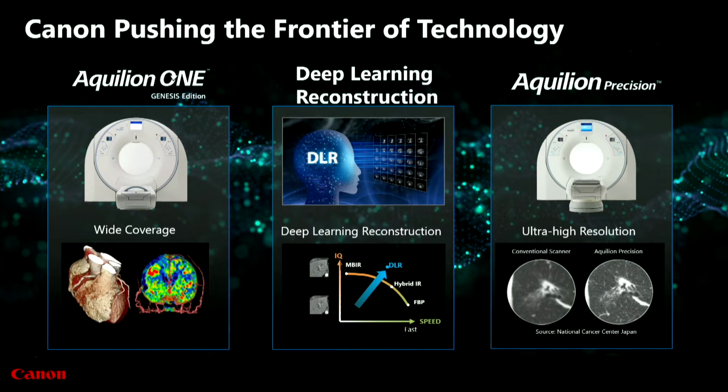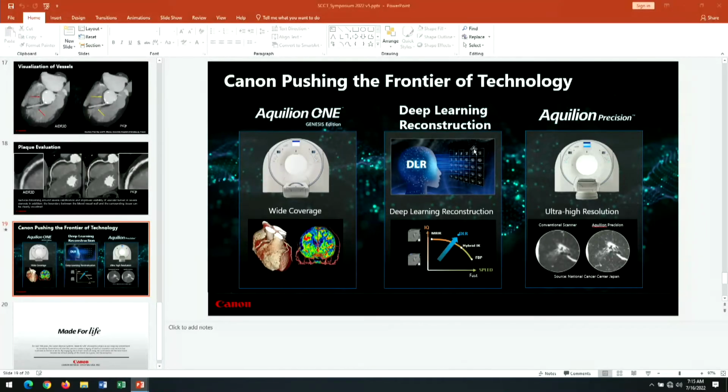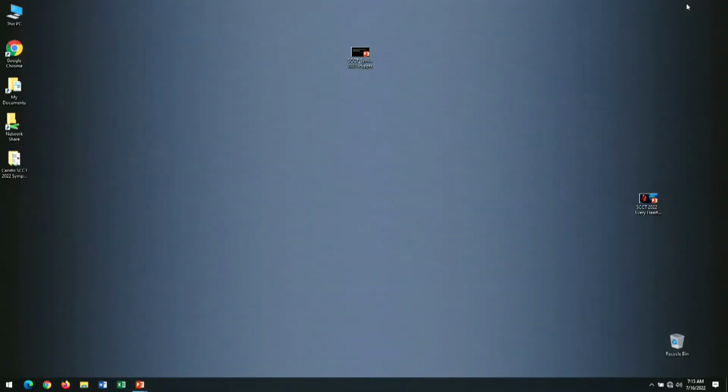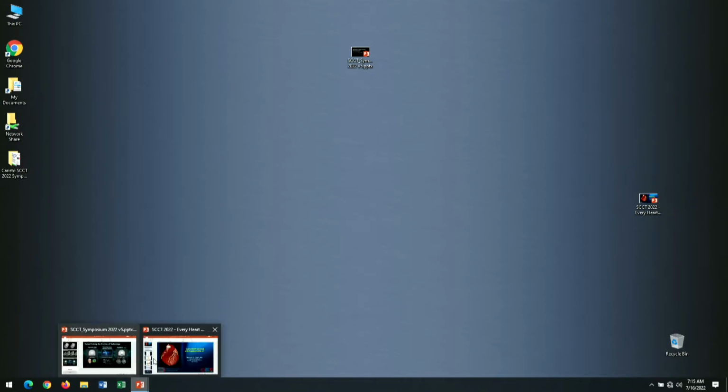So with that, I'll turn it over to Dr. Chen. Dr. Chen is the Director of Cardiovascular CT at the National Institutes of Health in Bethesda, Maryland. Dr. Chen has been a long-time partner of Canon from the very early days of the wide area detector. So Dr. Chen is going to show us a little bit as to what it means to have this technology clinically.